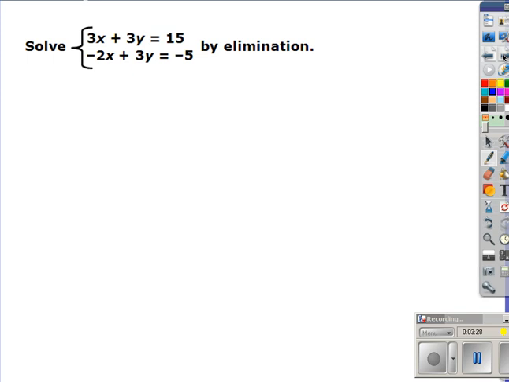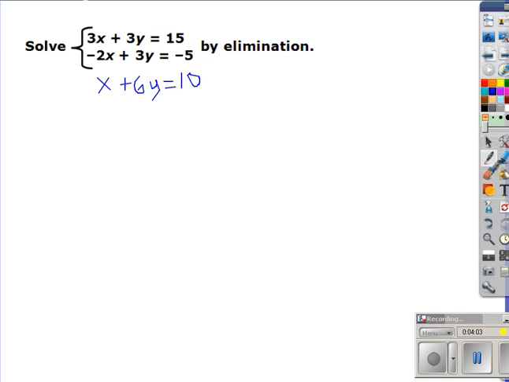So here I've got the same idea. I've got 2 equations, 2 unknowns. So they're already pretty much written right above each other with the variables lined up. So I'm not going to have to do step 1. It's pretty much done for me. However, step 2, I'm going to add these 2 together. 3x minus 2x is x. 3y plus 3y is 6y. And 15 minus 5 is 10. And now I've got a problem. I tried to eliminate one of these variables, and I still have both x and y.